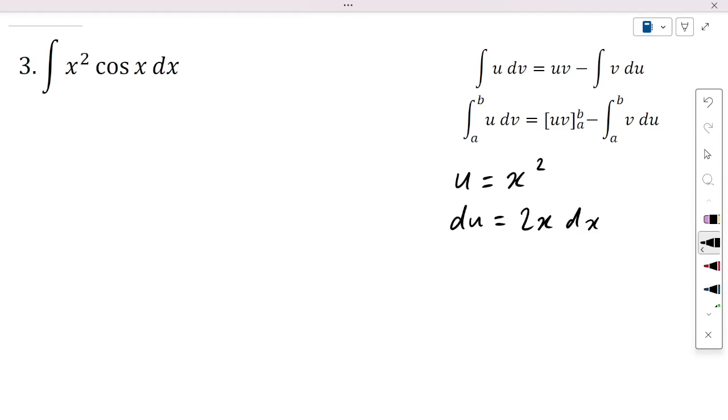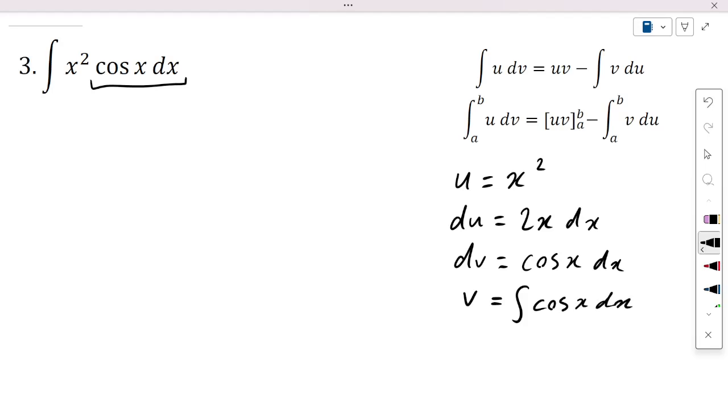Great. And now, because we got u and du, we need to find dv and v. So dv, we're going to assign to cosine x with respect to x, and then we are going to take the integral in order to find v. So v will be the integral of cosine x with respect to x, and therefore v will just be equal to sine of x plus c, but it's the substitution. So we're going to have sine of x.